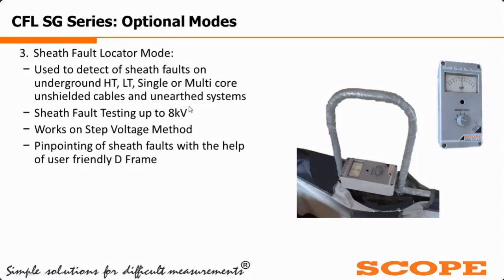Scope is offering up to 8 kV DC sheath fault testing, in which by using the step voltage method, you can easily pinpoint the sheath fault with the help of this A-frame. The A-frame works on the step voltage method, and it will locate the exact damage to the outer PVC sheath of the cable. This type of sheath fault will not affect the cable performance initially, but after a particular period of time, these faults will result in a severe fault. That's why this type of mode is very useful in cable fault location.